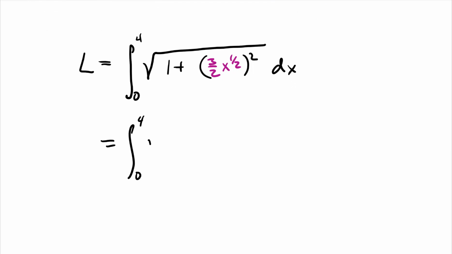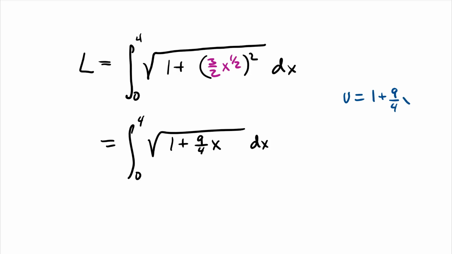So from 0 to 4, the square root of 1 plus 3 halves squared is 9 fourths. X to the 1 half power squared is just going to become x, dx. And now we can see a quick, simple u-sub, and we'll get this thing done. So let's let u equal the radicand, all the stuff underneath the square root, and we get that du is just equal to 9 fourths dx. And we want to solve for that dx, so let's multiply the reciprocal on over, and we can say that dx is equal to 4/9 du.